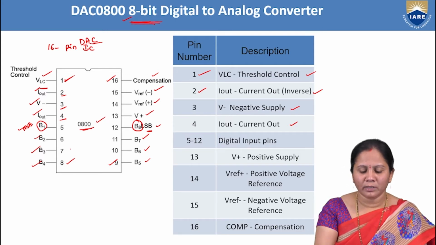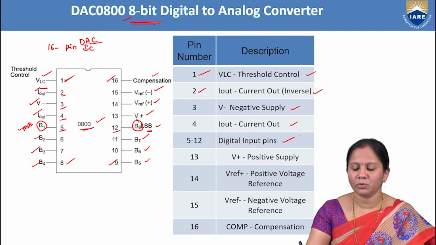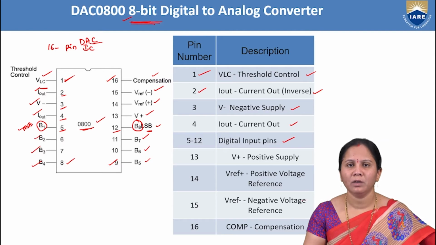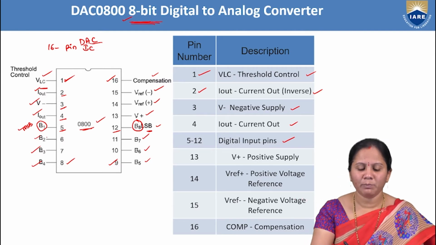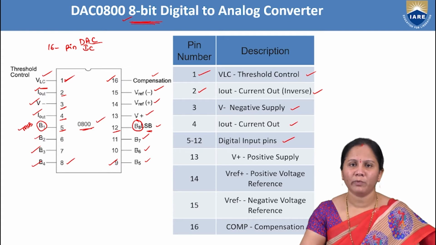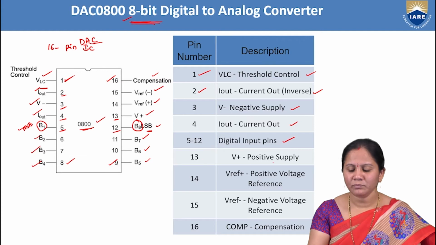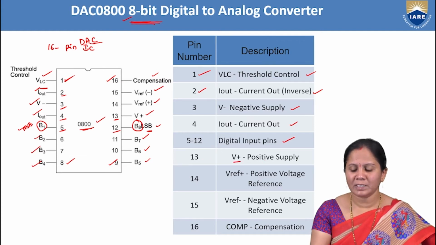And so here if you observe from pin number 5 to pin number 11, all these pins are related to digital input pins. Especially at B1 you have to give MSB, and at B8 LSB should be provided. And pin number 13, if you see, this is V plus. V plus says it is a positive supply voltage.